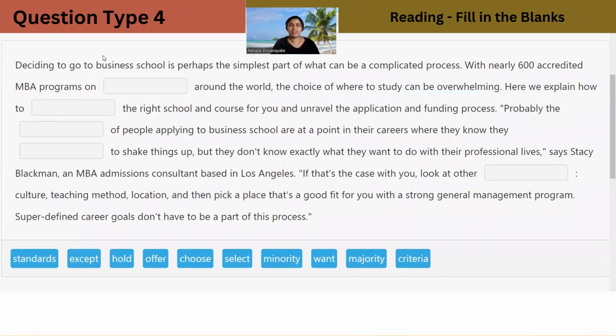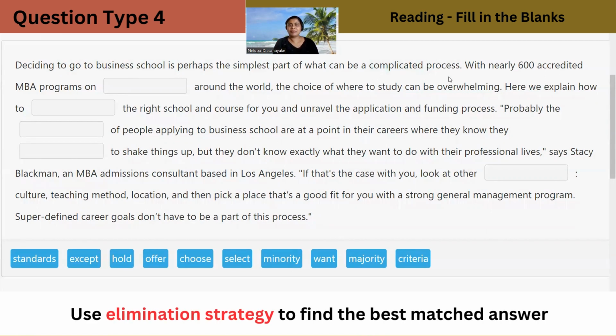Let's discuss this question. Deciding to go to business school is perhaps the simplest part of what can be a complicated process. Now it says a general idea about the whole complicated process. Just the decision of going to the school would be the simplest part. That means that's the beginning. With nearly 600 accredited MBA programs on blank around the world, the choice of where to study can be overwhelming. Now it says something about MBA programs, like there are 600 programs around the world and a choice. We have to select something.